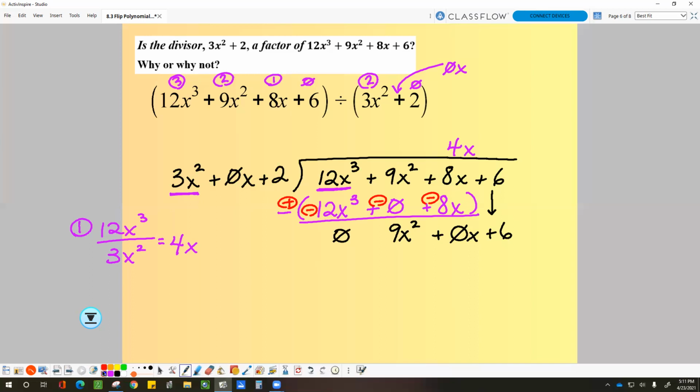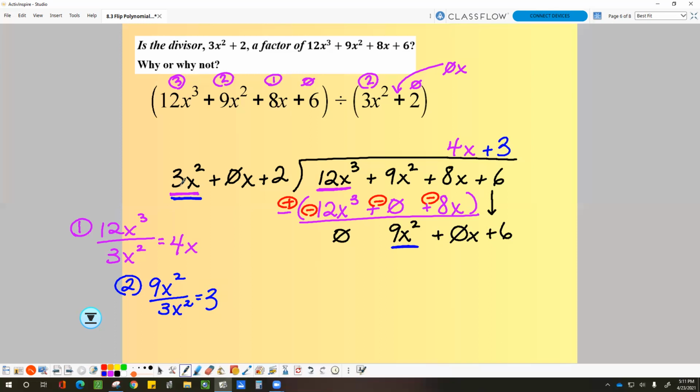I need to divide. I'll divide the left part of where I'm working in the dividend by the left part of the divisor. So my next division is 9x squared divided by 3x squared. That's 3. I add plus 3 to the quotient and multiply.